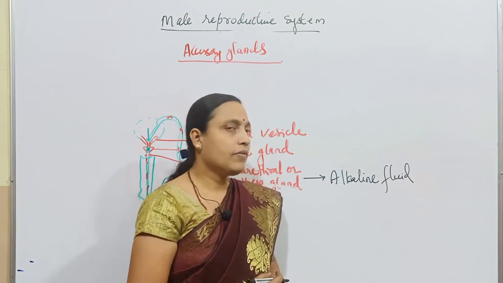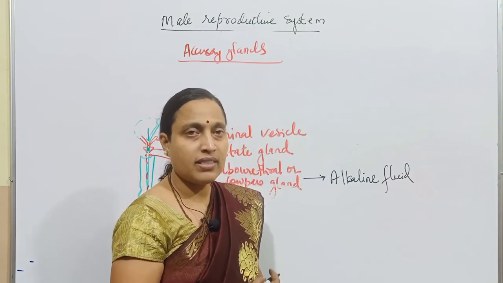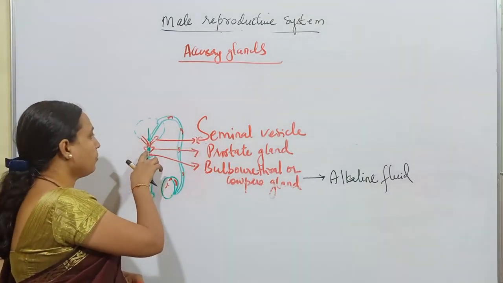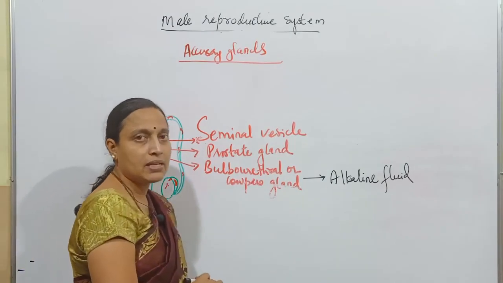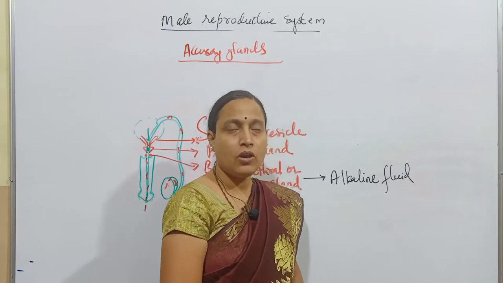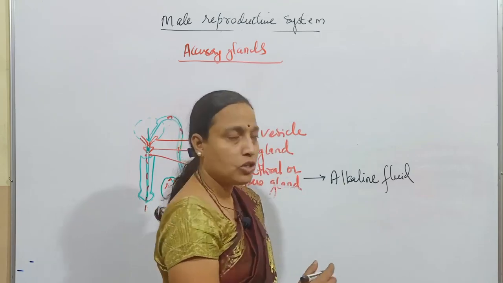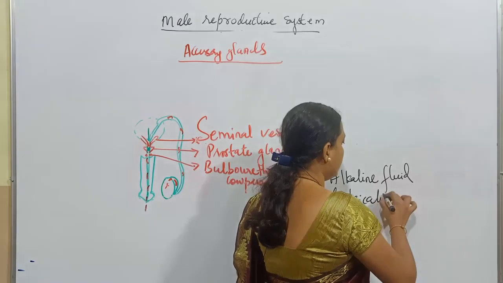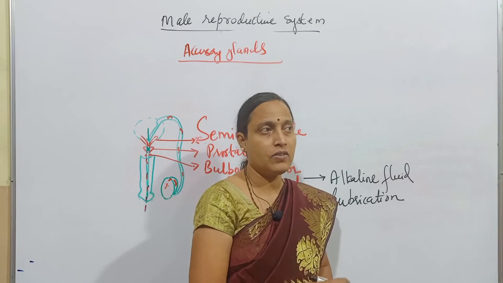What is the other function of the bulbourethral gland? They are paired, pea size, and present in the membranous urethra. So it is present here in the membranous urethra. It secretes alkaline fluid. Now the function of the secretion of the bulbourethral gland is that it will help in lubrication of the tip of the penis as well as the passages present in the penis through which the semen will pass.